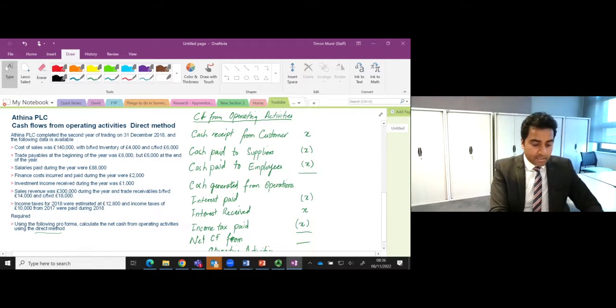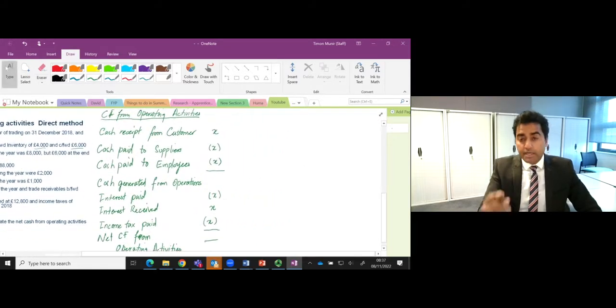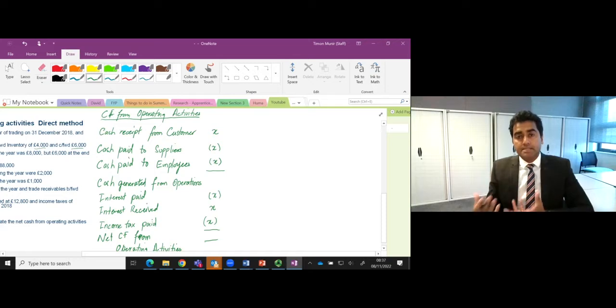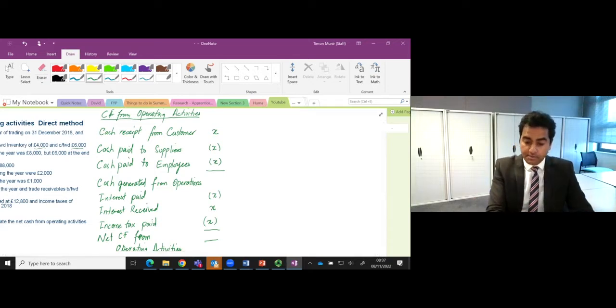So reading the first line, it says cost of sales is 140. Inventory brought forward, which is an opening inventory, is 4,000 and closing inventory is 6,000. So I know the equation from the income statement is that opening inventory plus purchases less closing inventory equals cost of sales. So I'm going to call it working number one. Opening inventory plus purchases less the closing inventory gives me cost of sales.